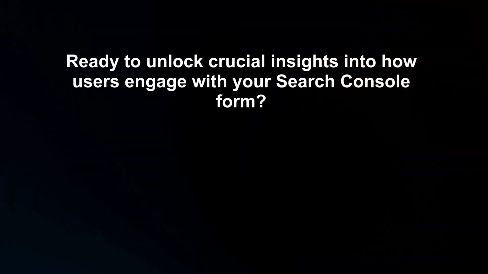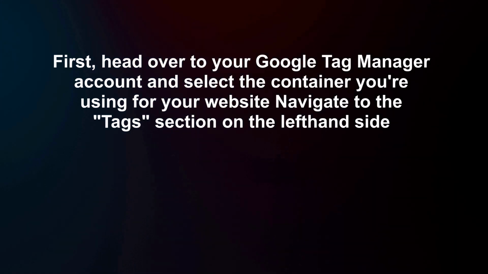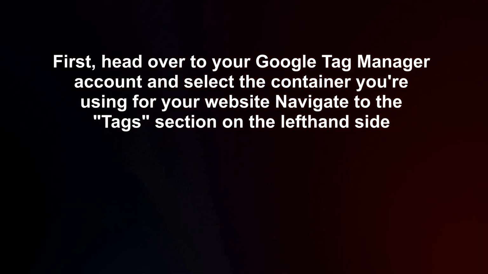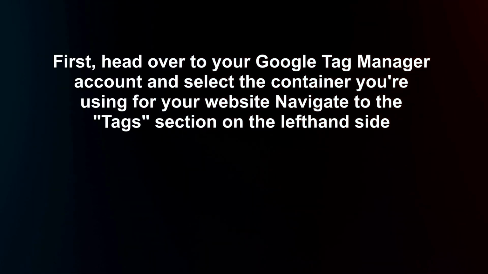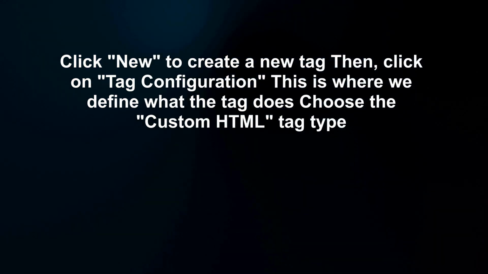Ready to unlock crucial insights into how users engage with your Search Console form? First, head over to your Google Tag Manager account and select the container you're using for your website. Navigate to the Tags section on the left-hand side. Click New to create a new tag, then click on Tag Configuration.